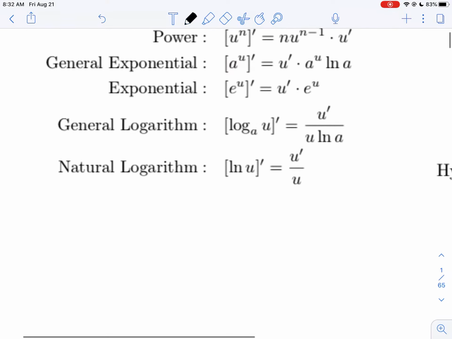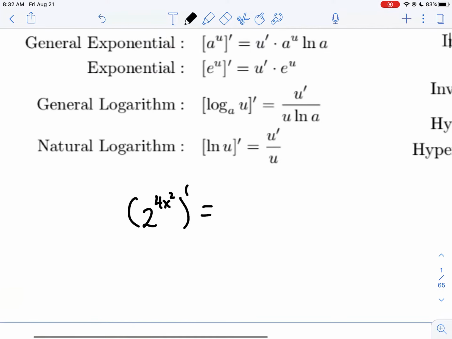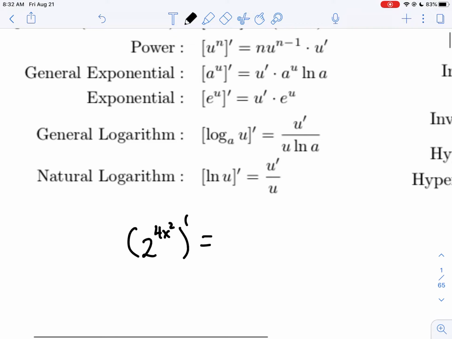So let's say, as an example of this, let's say I had 2 raised to the 4x squared. And I say, hey, what's the derivative of this? Well, this is constant raised to function, so I'm going to use this rule right here. Well, there's 3 pieces you need to keep in mind when you do the derivative of this. It doesn't really matter what piece, they're all being multiplied, so it doesn't really matter which piece you do first. Let's do this part here first.